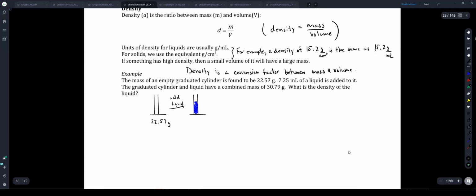And whenever you add matter, what's going to happen to the mass? The mass will have to go up or down. Does something's weight go up or down? If I hold my cat when I get on the balance, it's going to make my weight go up. Yeah, definitely. So I put 7.25 milliliters of liquid. That's the volume, right? If I read that, it would be 7.25 milliliters. And now its new mass is 30.79 grams.